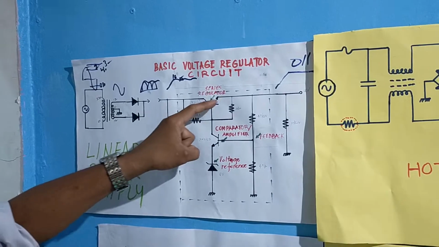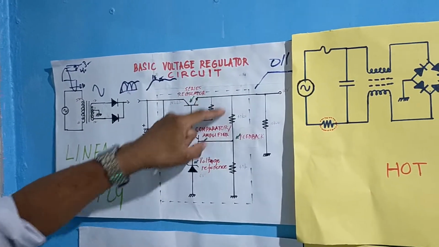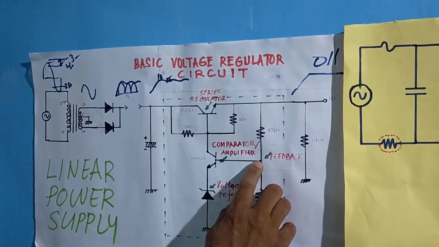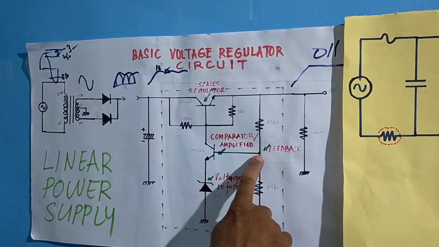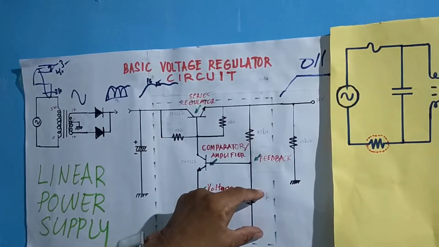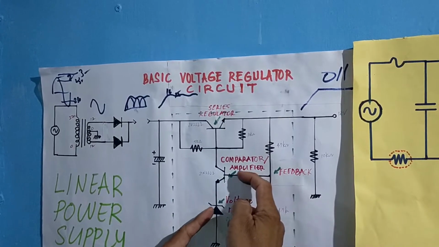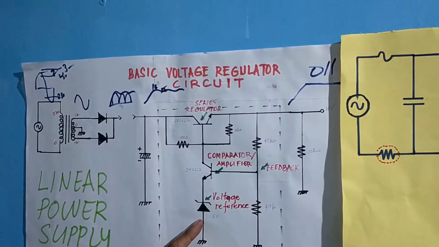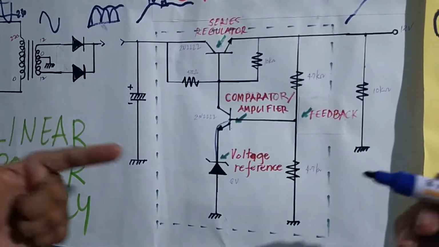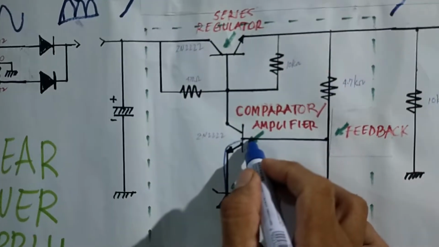Let us assume that the voltage increases from 12 to 13. So there is a change of voltage here. It is more positive, let us say 6.5 volts over here, because 6.5 and 6.5 is 13 volts. So 6.5 volts is fed to the base and the reference voltage of 6 volts is fed to the emitter. They are being compared and there is a difference. It is more positive.